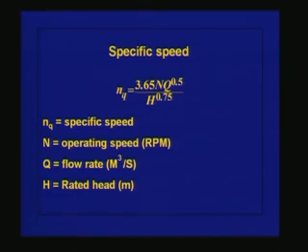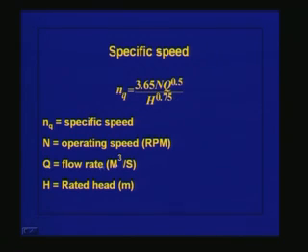Specific speed is defined as NQ, which is equal to 3.65 multiplied by N, where this N is the operating speed of the pump in revolutions per minute, multiplied by square root of Q, or Q to the power 0.5, where Q is the discharge through the pump or the flow rate through the pump. It should be taken in the units meter cube per second. This divided by the rated head H to the power 0.75.